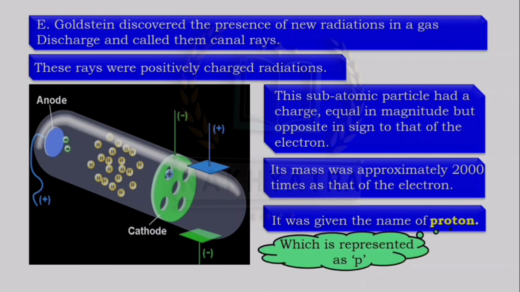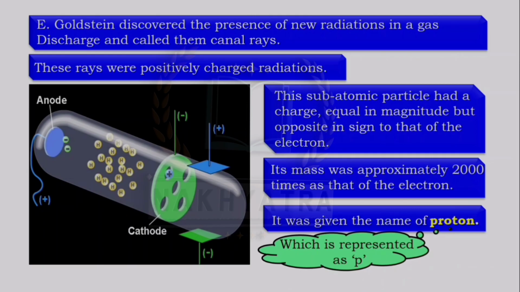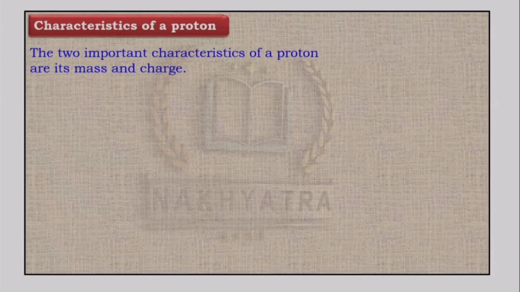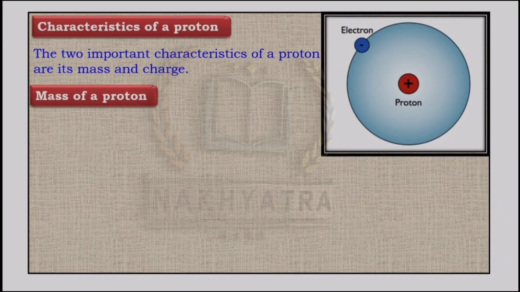Now proton is represented as small letter p. Alright. Now see the characteristics of a proton. The two important characteristics of a proton are its mass and charge. Now let us see the mass of a proton.